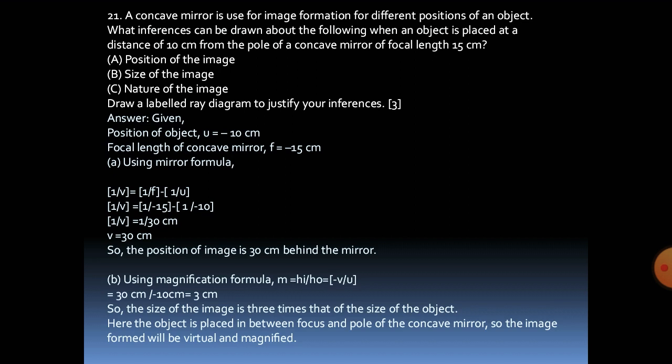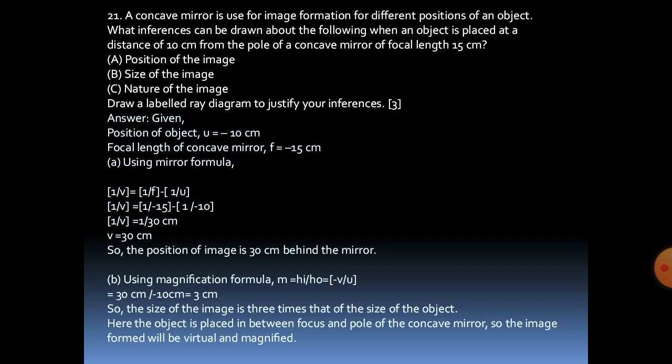Next question is, a concave mirror is used for image formation for different positions of an object. What inference can be drawn about the following when an object is placed at a distance of 10 centimeter? So this is the object distance 10 centimeter from the pole of a concave mirror of focal length 15 centimeter. You have to calculate the position of the image, the size of the image, and the nature of the image, and also you have to draw a labeled diagram for this.